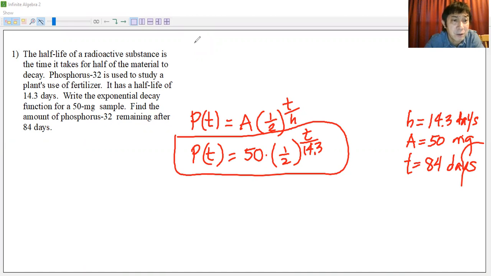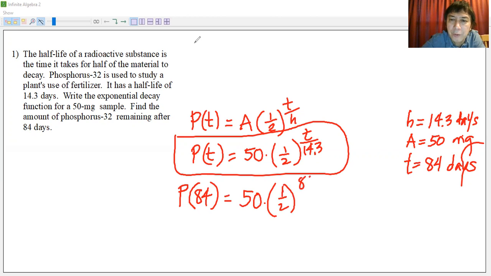Let's have the other question. Find the amount of phosphorus 32 remaining after 84 days. We'll just use the 84 days in place of T to solve for the remaining amount after 84 days. So this will be P of 84. This will be 50 times the quantity 1/2 raised to 84 over 14.3.